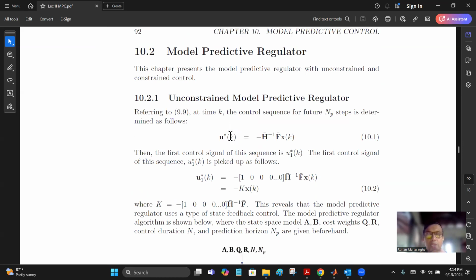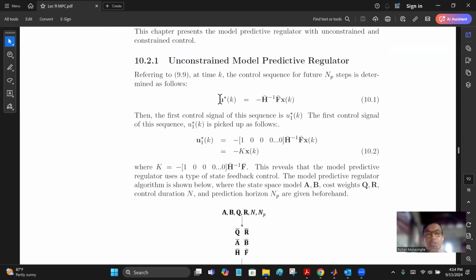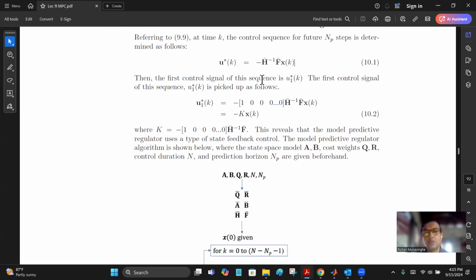First, we look at the model predictive regulator. All along, we have been working on regulators where we want all the states to go to 0, from wherever you start off, as quickly as possible with minimum energy. And remember this equation, 10.1, which we got earlier. This assures you the optimal or minimum energy, with or without constraints. If you have constraints, you can put them in, you know how to do that. Or if there are no constraints, it is unconstrained optimization. So we have that.